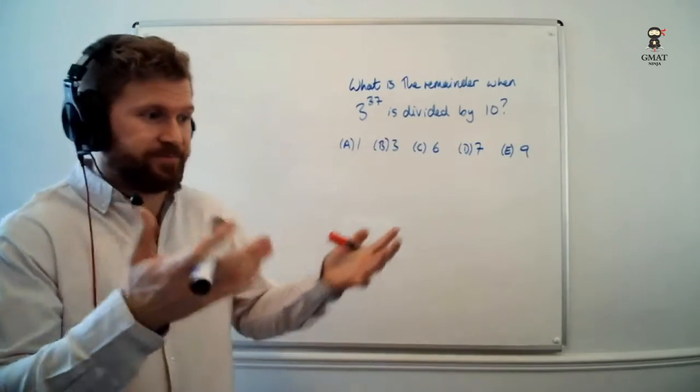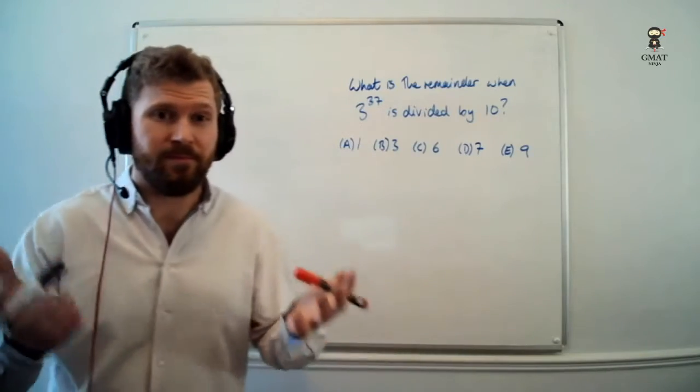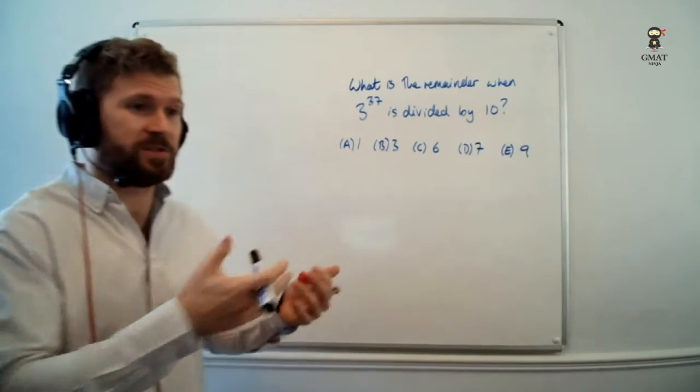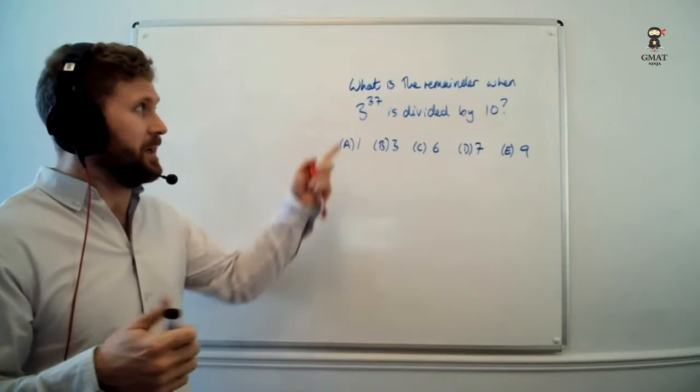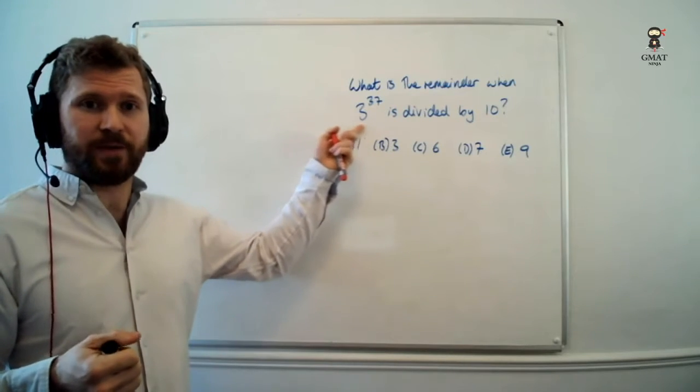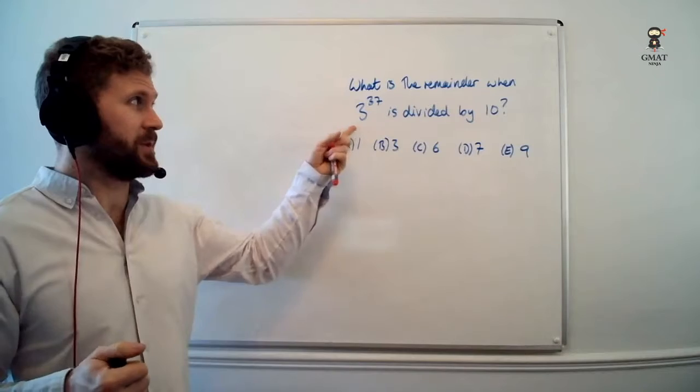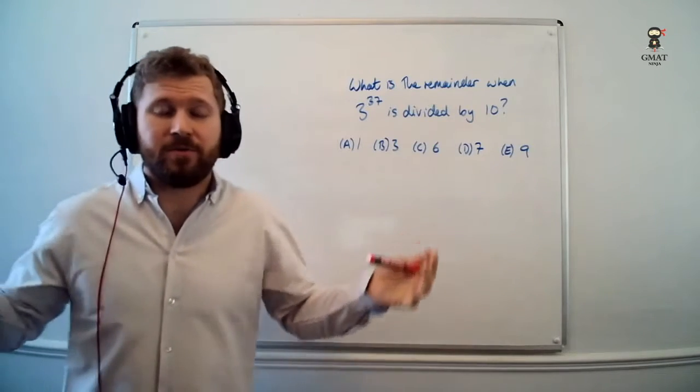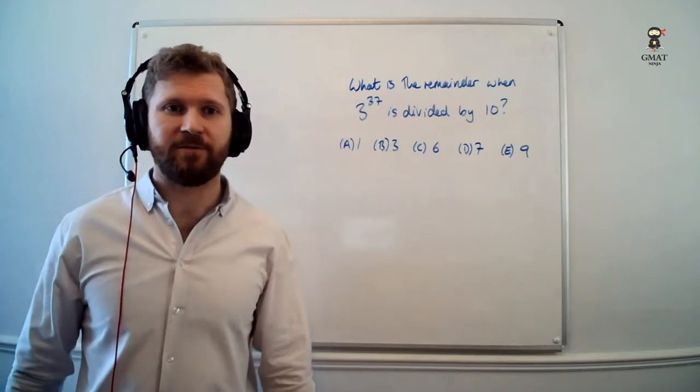In terms of your overall score, it's probably going to be somewhere in the middle. This is not a particularly difficult question, but it's a nice one to begin with. Now, as I said at the start, this is all about patterns. We want to know the remainder when 3 to the 37 is divided by 10. Or in other words, we want to know the units digit of 3 to the power of 37.